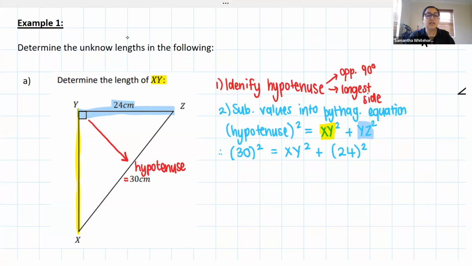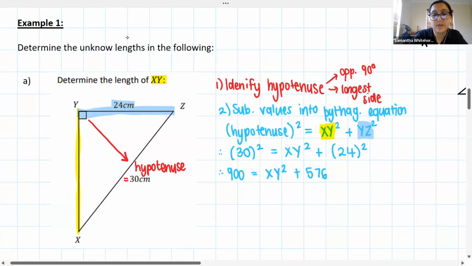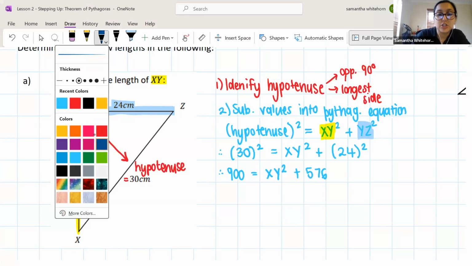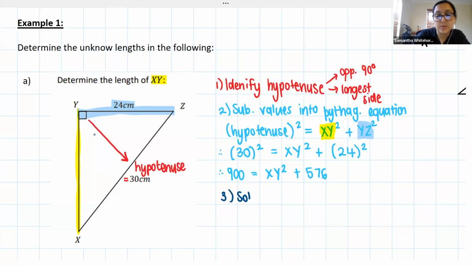All right, so guys, this looks a little bit different to what we were doing earlier because now we have the hypotenuse. But again, it's not changing what we're doing. So if we take 30 squared, we end up with 900. We still don't know what xy is, so we just leave it as xy squared. And then we've got 24 squared. 24 squared is 576. So once we've subbed in our values, now what we need to remember to do is solve our equation using inverse operations.